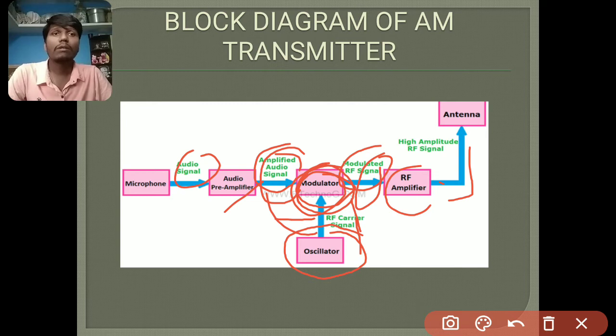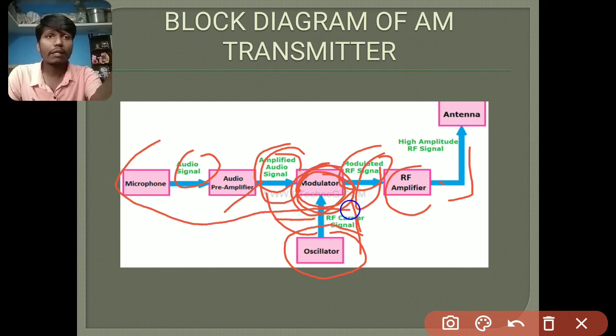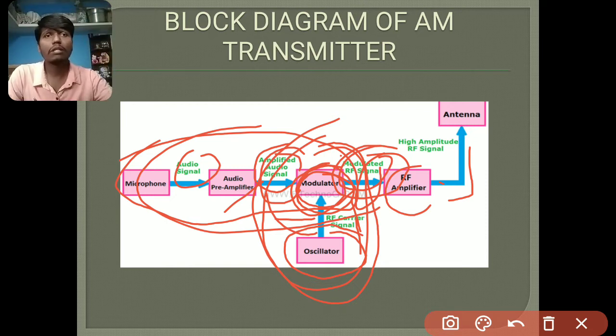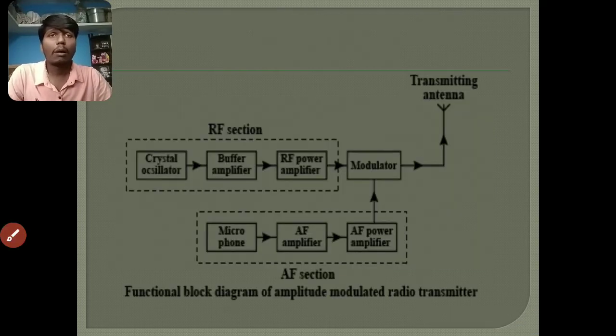This is the process of the block diagram of the amplitude modulation transmitter. We have discussed two paths. The first goes through the microphone, audio amplifier, then modulator, and the second is the oscillator and modulator. These first and second parts combine to give the modulated radio frequency signal, then the output goes through the amplification process, then the high frequency radio frequency signal goes to the antenna. This is the block diagram of the amplitude modulation transmitter.